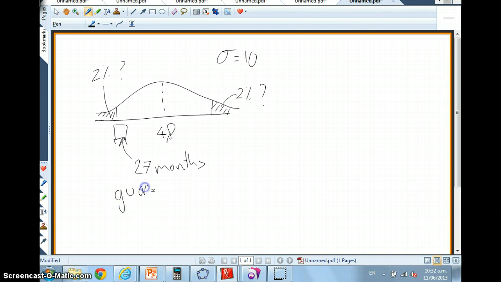So guarantee, and probably in reality it'll be 2 years, wouldn't it? 24 months. You wouldn't say, I'll guarantee that for 27 months. You'll say 24 months guarantee.